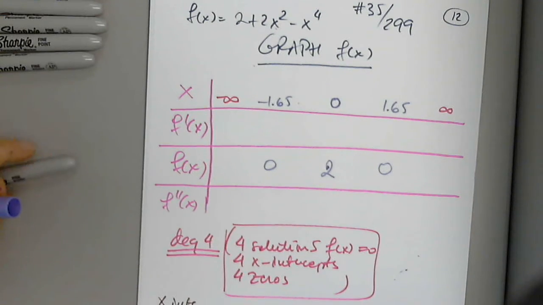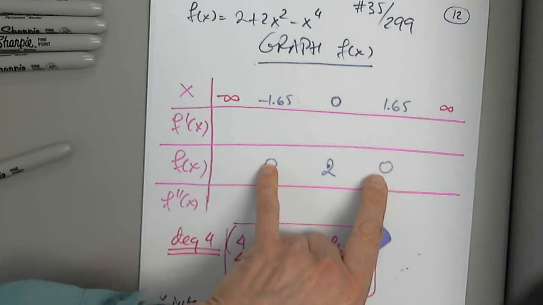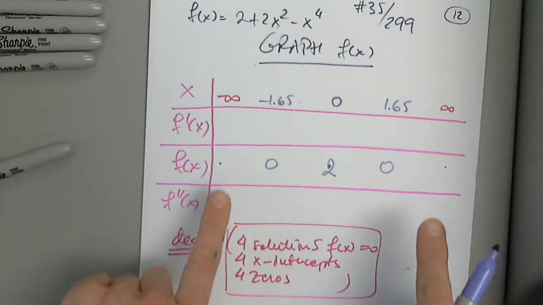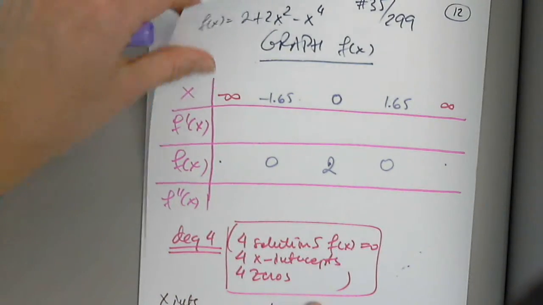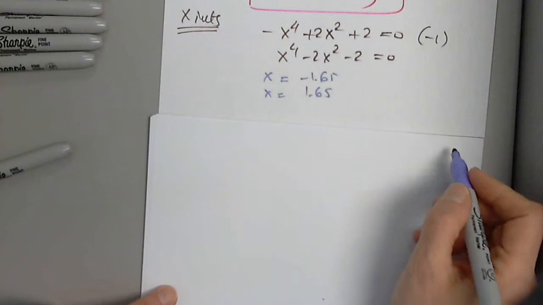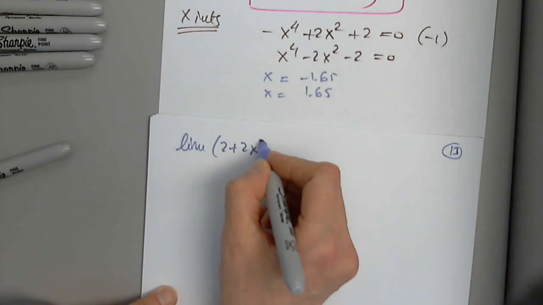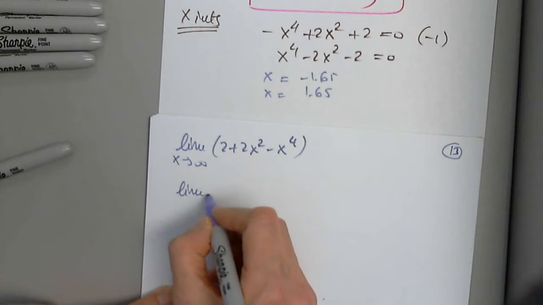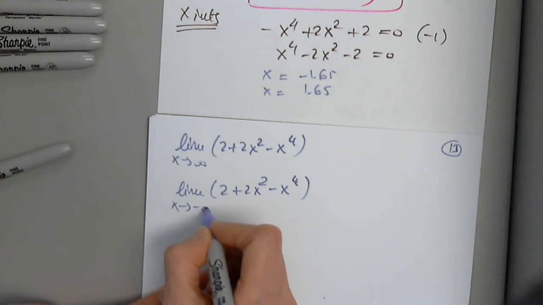Very good. So we have the y-intercept. We have the x-intercept. The only thing that we need is the limits, left and right, for the end behavior. Ready? So limit of 2 plus 2x squared minus x to the 4th as x approaches infinity, and limit of 2 plus 2x squared minus x to the fourth when x approaches negative infinity.